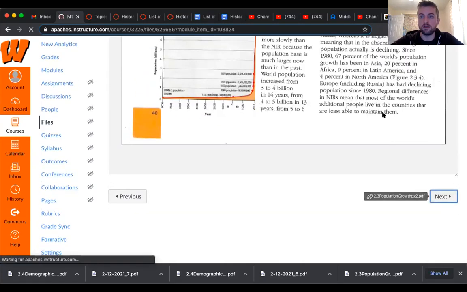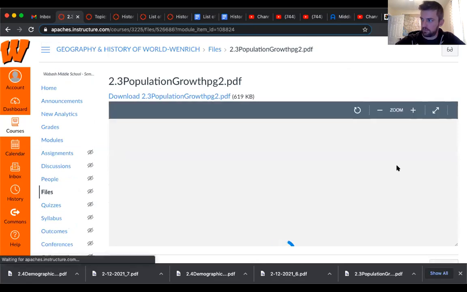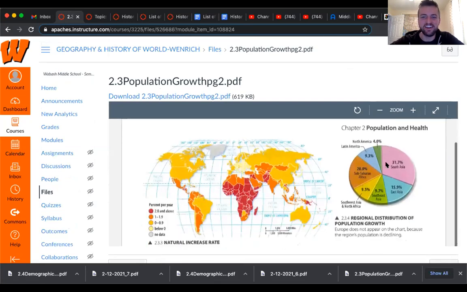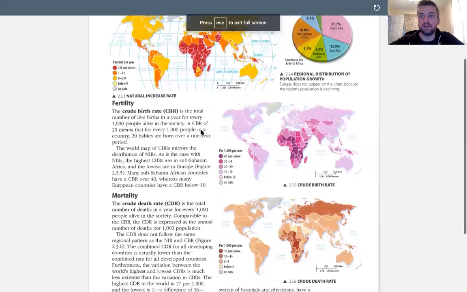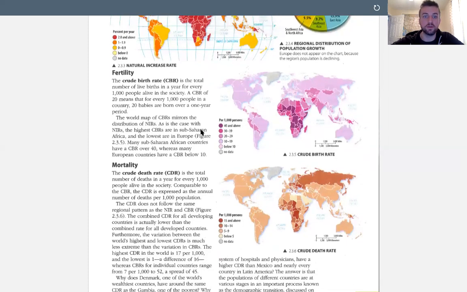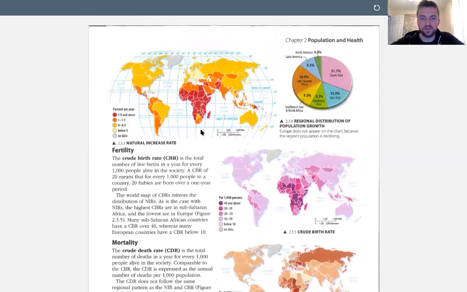So moving on to the second part of 2.3, population growth, page 2. All right, so here we go. We're getting into the things that impact the natural increase rate now, which is birth rate and death rate. We see some interesting figures here. Just breaking it down.